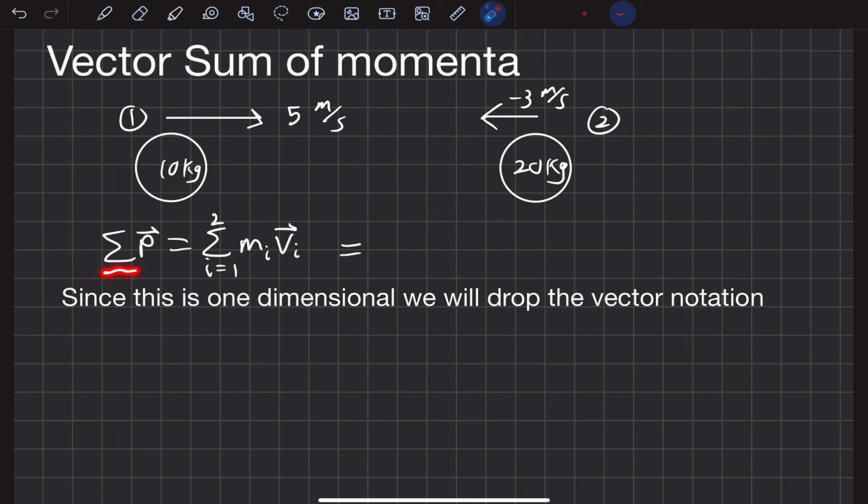This symbol right here we've seen before with Newton's second law. This is our good old friend sigma, which just indicates the sum of all. So what we're doing is we're adding up all of the momentum.